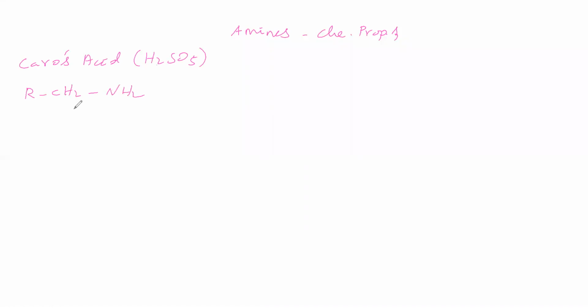In this case, the primary amine is attached to a primary carbon. This is undergoing oxidation with Caro's acid to give one compound called hydroxamic acid. Hydroxamic acid is obtained.